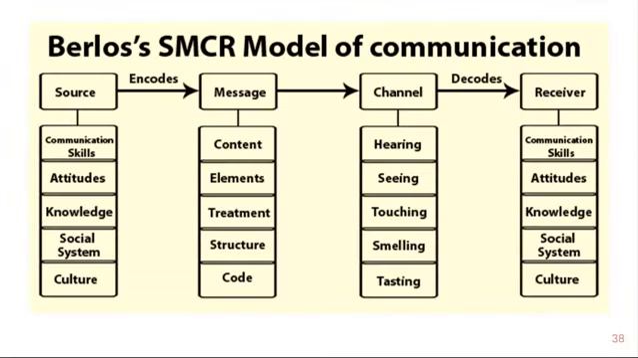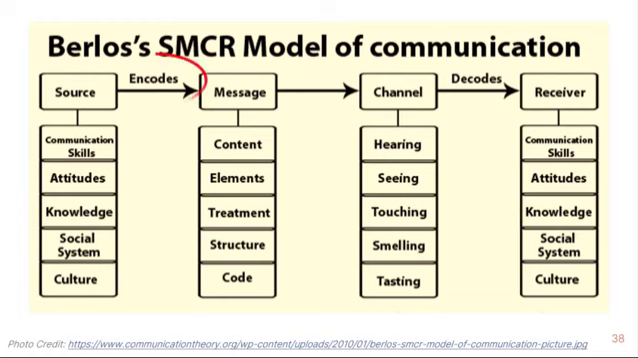Berlo's SMCR model of communication in 1960 is a type of reception model. In 1960, David Berlo postulated the sender, message, channel, receiver model of communication from Shannon-Weaver's model. Berlo describes several factors that affect each component and how communication is affected in the process. He also focused on the encoding and the decoding parts of the process. It has 4 components: source, message, channel, and receiver.